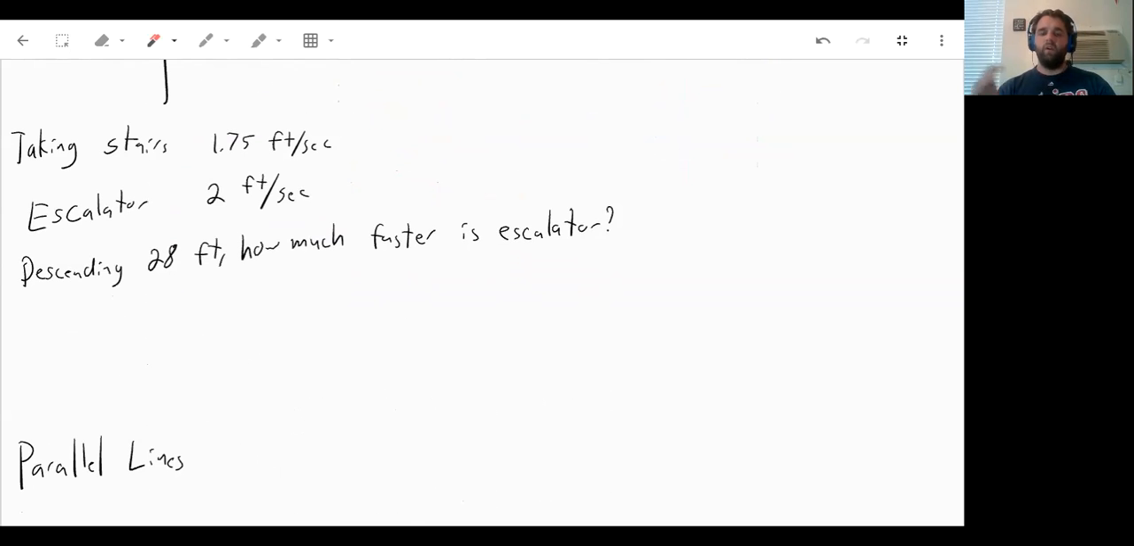Ooh, okay, so you're in a mall, and you have an option of taking the stairs that are right there, or the escalator right next to them.